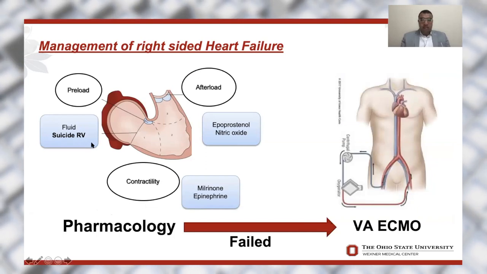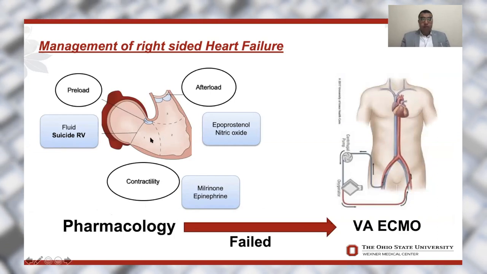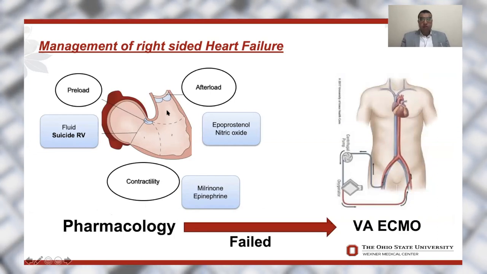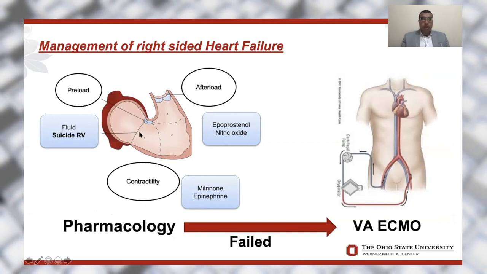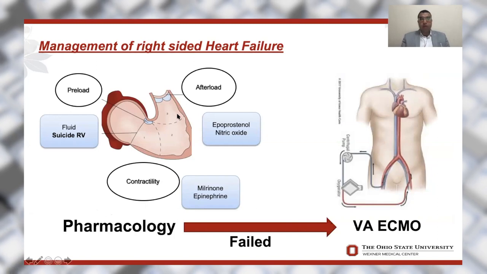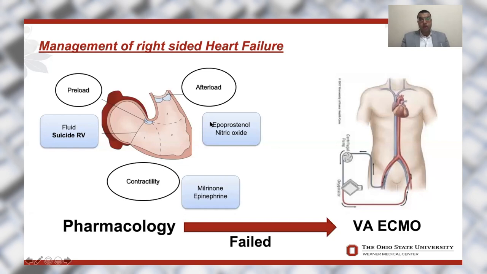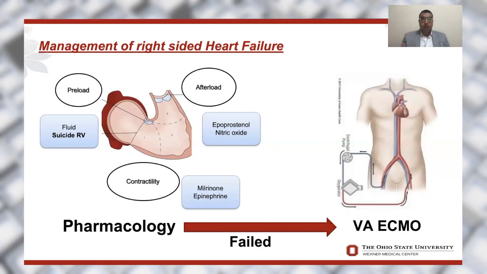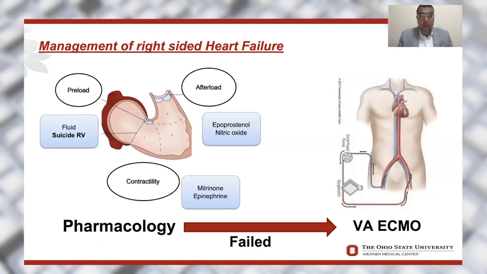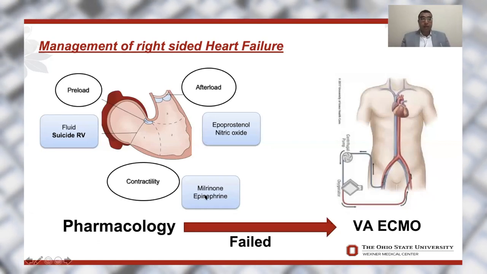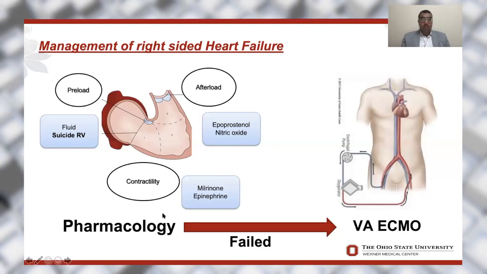Suicide RV is a very nice term. The RV has some sort of increased afterload, and then you push fluid, so the RV will be stuck between increased preload and increased afterload. So please decrease this load. Decrease the afterload by inhaled epoprostenol, we talked about it, or inhalation of nitric oxide. Or if epoprostenol is not available, you can enhance the contractility by milrinone, epinephrine, pharmacology, or PA.